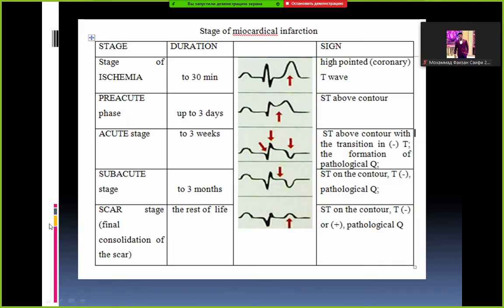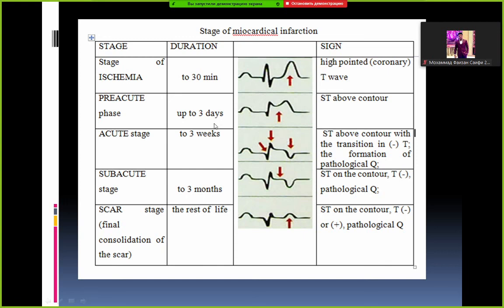So this is the dynamics or stages of myocardial infarction. The first stage, the stage of ischemia, is detected by a high pointed or so-called coronary T wave. The next stage, the pre-acute stage, lasts for 3 days.